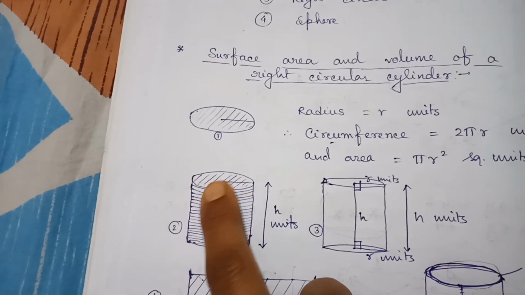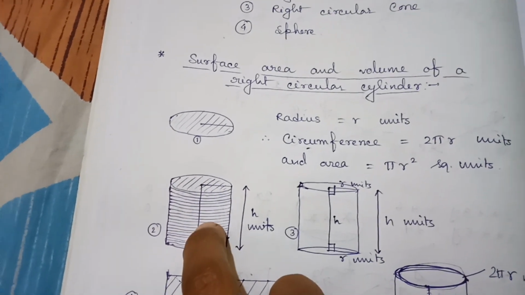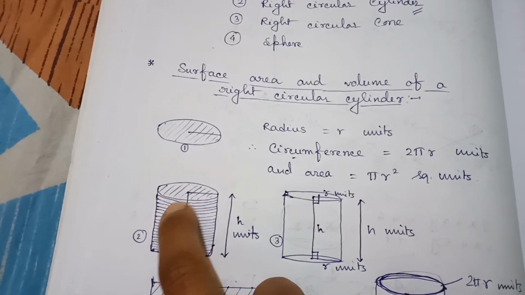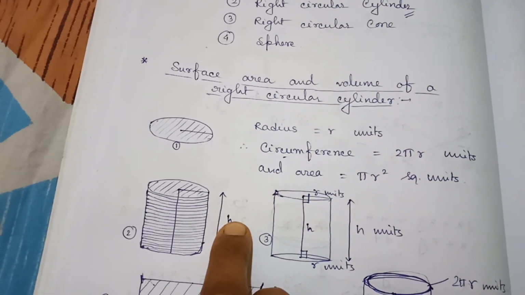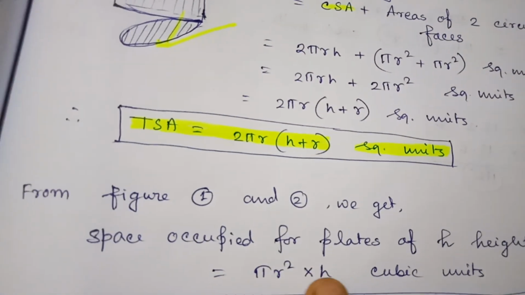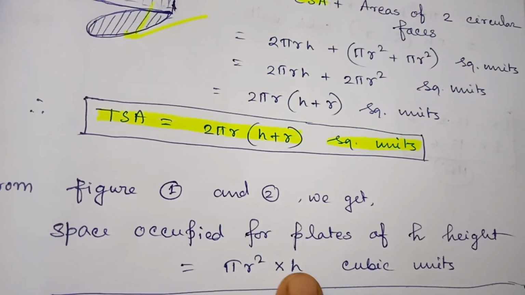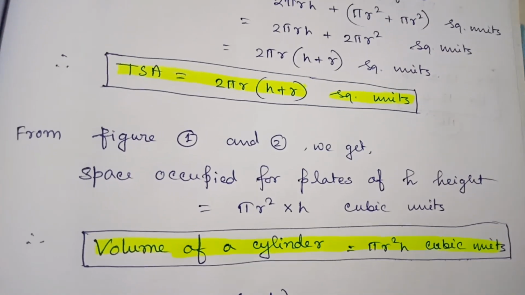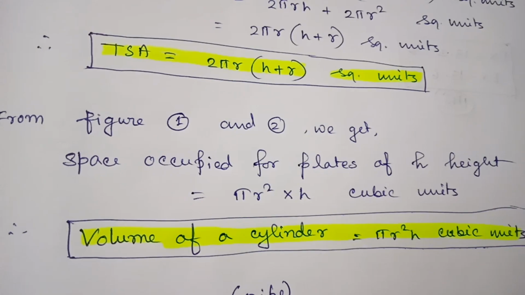If we are taking the whole space occupied inside this cylinder, what we will get? One plate's area is pi r square. Like there are many plates and the height of all plates is h. Therefore we can write the space occupied for plates of h height equals pi r square for one plate and h for height, cubic units. Therefore volume of a cylinder is equal to pi r square h cubic units.